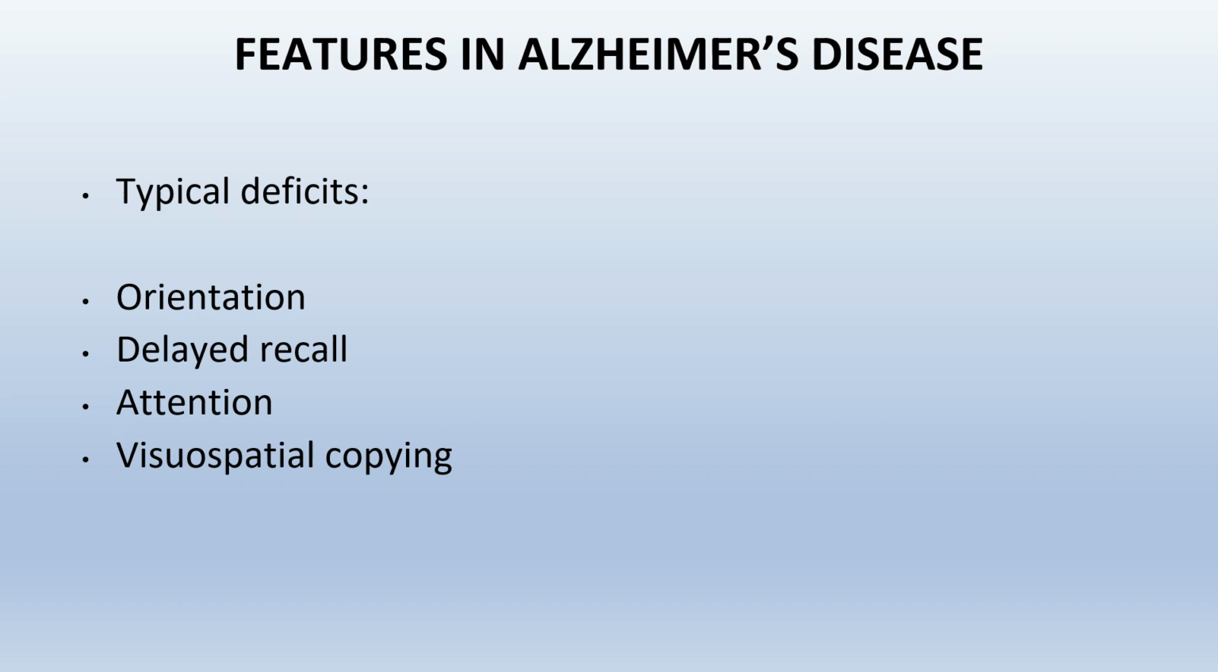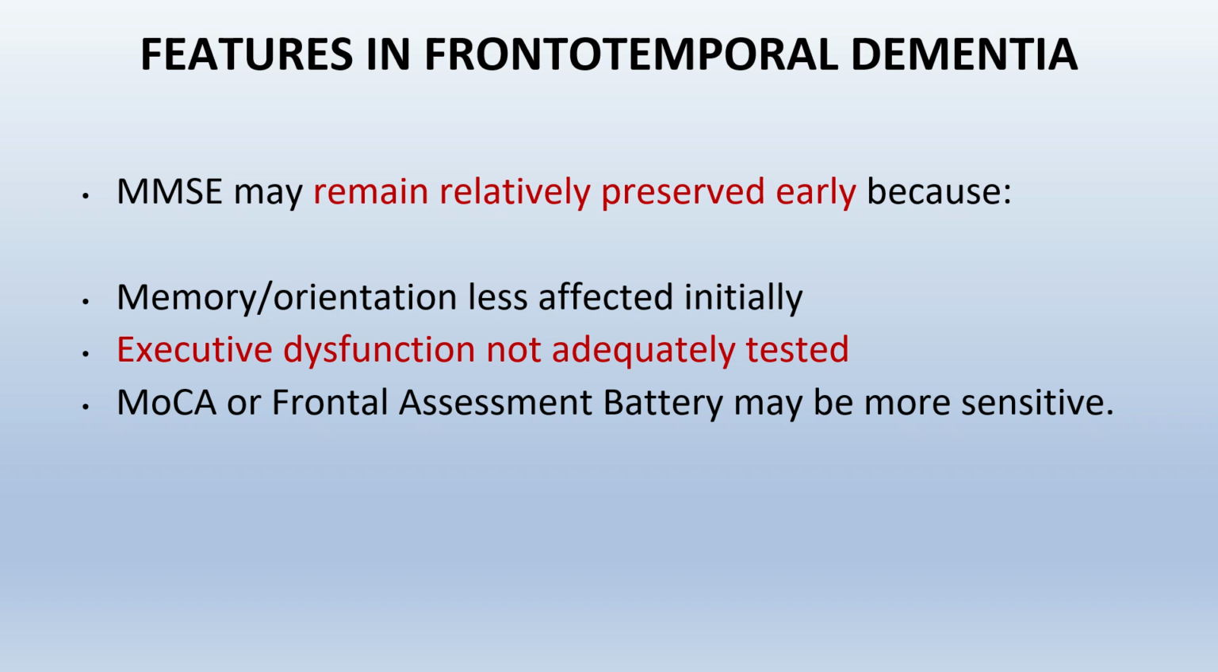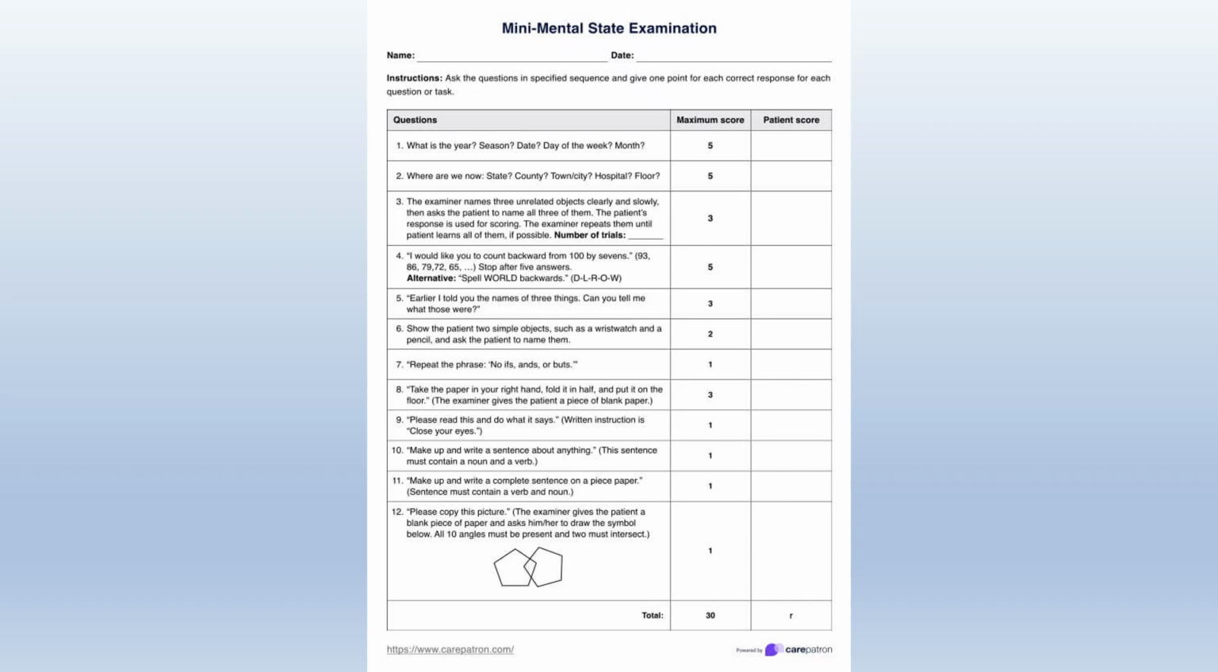Features in Alzheimer's disease. Typical deficits are involving orientation, delayed recall, attention, visuospatial copying. Features in frontotemporal dementia are MMSE may remain relatively preserved early in the disease because memory and orientation are less affected initially. Executive functions are not adequately tested. MoCA and frontal assessment battery may be more sensitive in identifying frontotemporal dementia. Here we can see mini mental status examination assessment table.